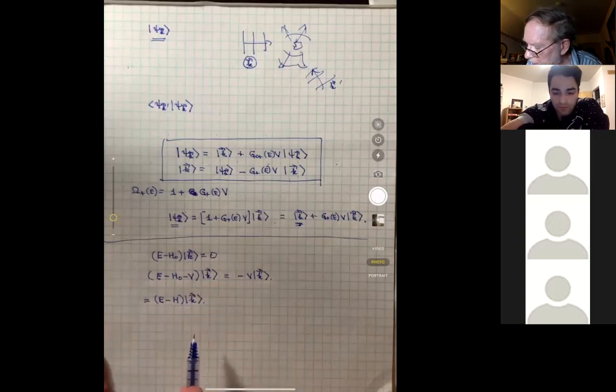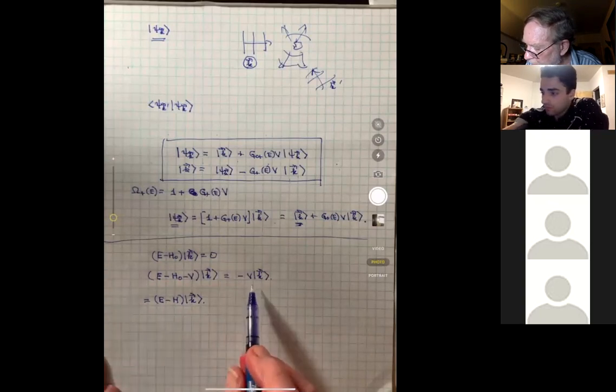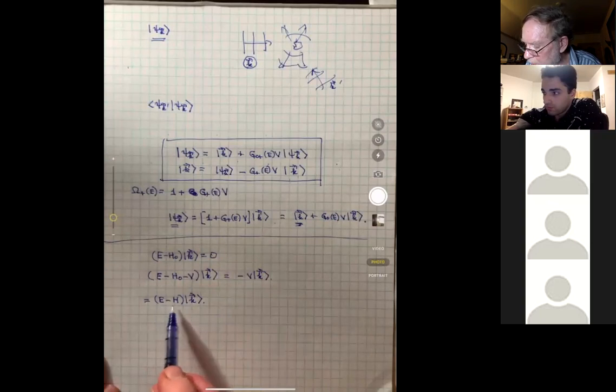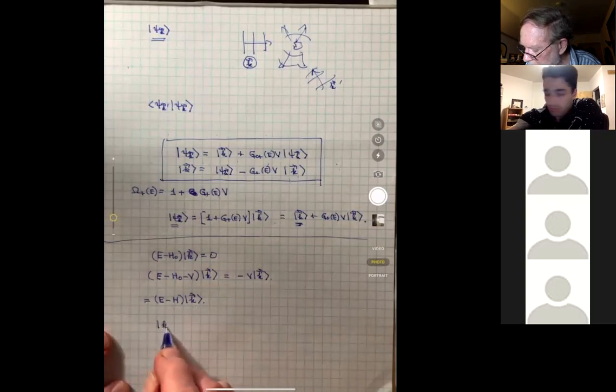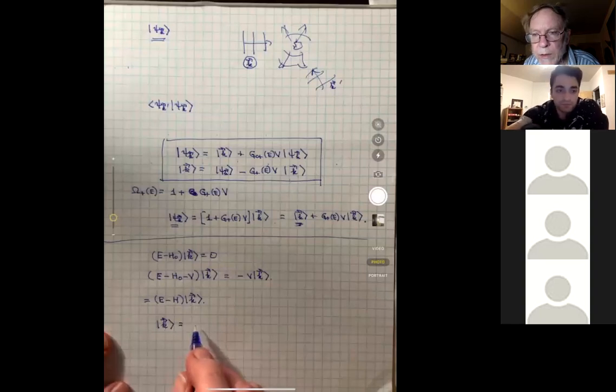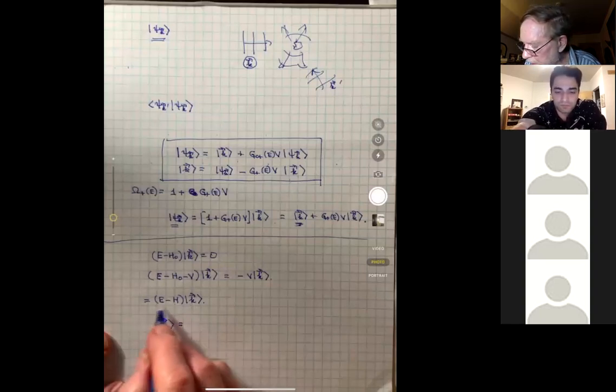So now you can see that if we regard the right-hand side as a source term, then if we have the exact Green's function for E minus H for the full Hamiltonian, we can use it to solve for K. And if we do, what we get is that K, the solution, is equal to that. First of all, there's a solution of the homogeneous equation. That's a solution of the exact system, E minus H.